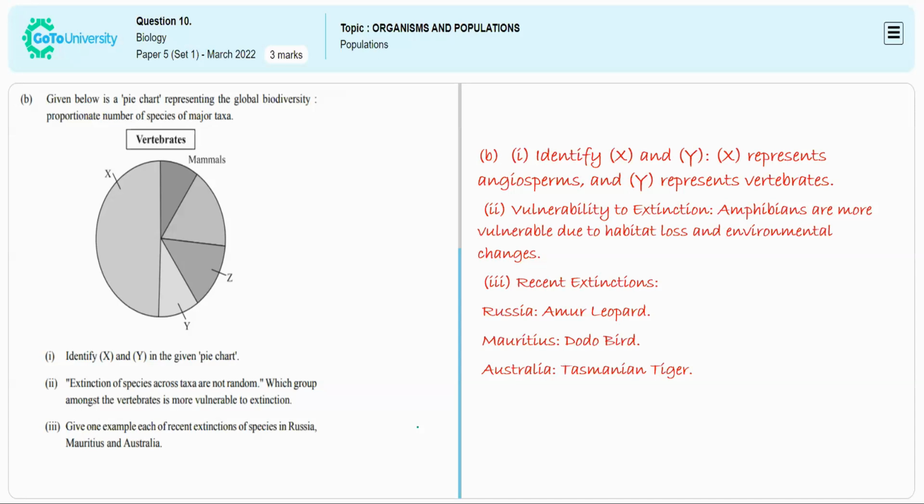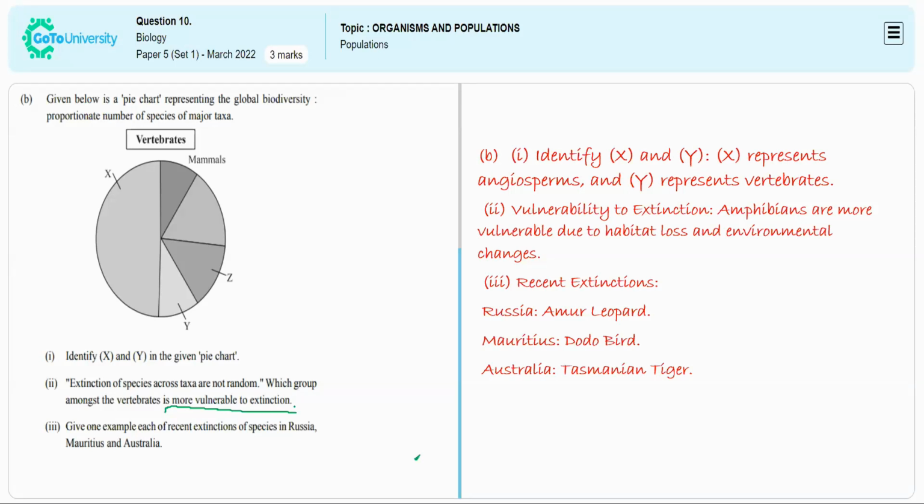The X has the maximum population. Why? Because it is the highest number of species, right? Extinction of the species across the taxa is not random. Which group among the vertebrates is more vulnerable to extinction? Amphibians are more vulnerable due to habitat loss and environmental changes. Environmental change and habitat loss will make the amphibian population size come down. First we will start with the temperature. This cold-blooded frog can't live in very low temperature.